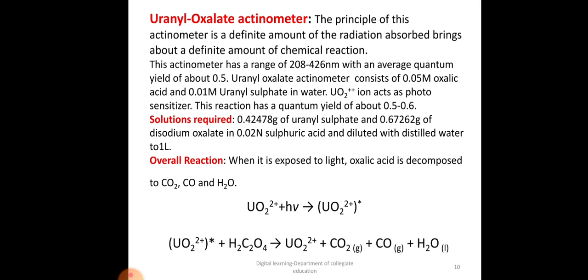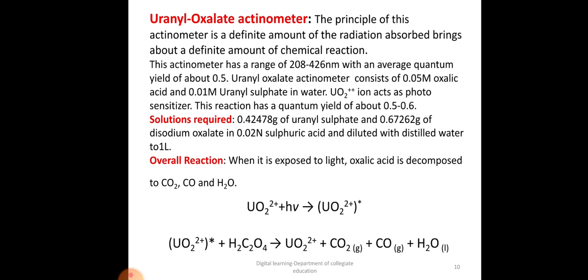Solution required. 0.42478 gram of uranyl sulfate and 0.67262 gram of disodium oxalate in 0.02 normal sulfuric acid and diluted with distilled water to 1 liter.